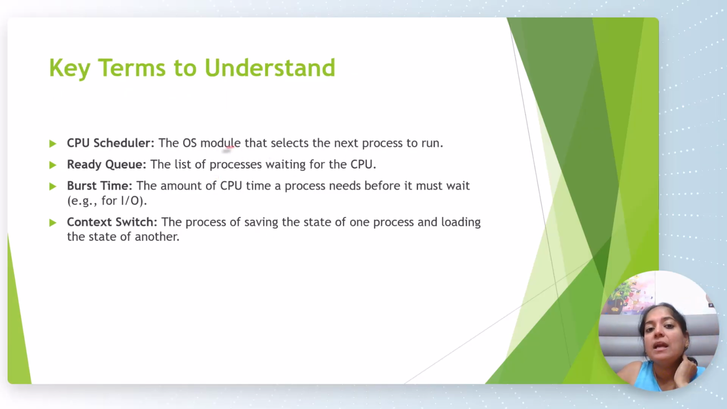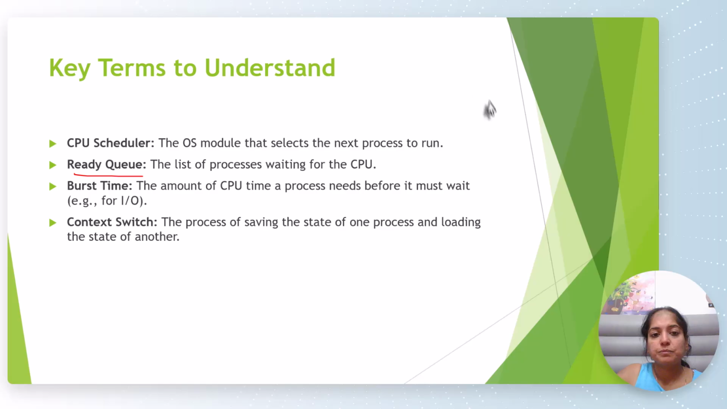The CPU scheduler is a module of the operating system which selects the next process to be executed by the CPU. Again, there are multiple processes which reside in the main memory at the same time. It is the task of the CPU scheduler to decide which process will be executed by the CPU. The ready queue is the queue where all the processes waiting for the CPU are stored. A process in the ready state is just waiting for its turn by the CPU. So all these processes reside in the ready queue.